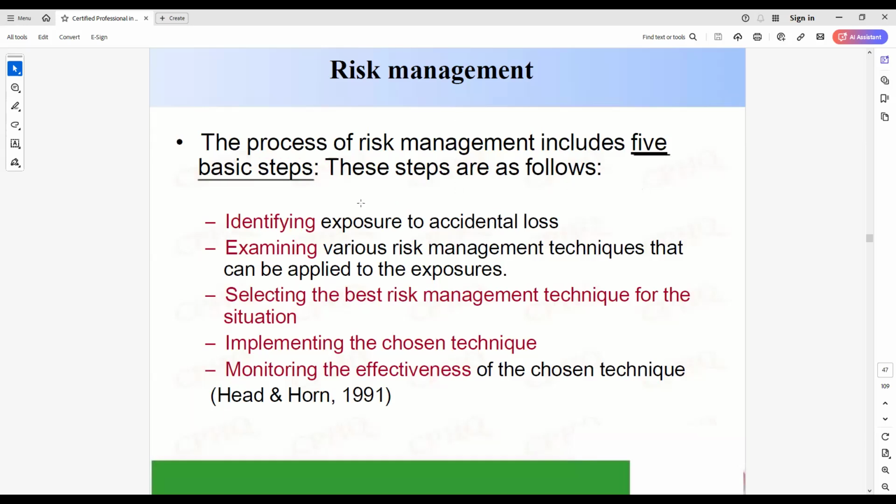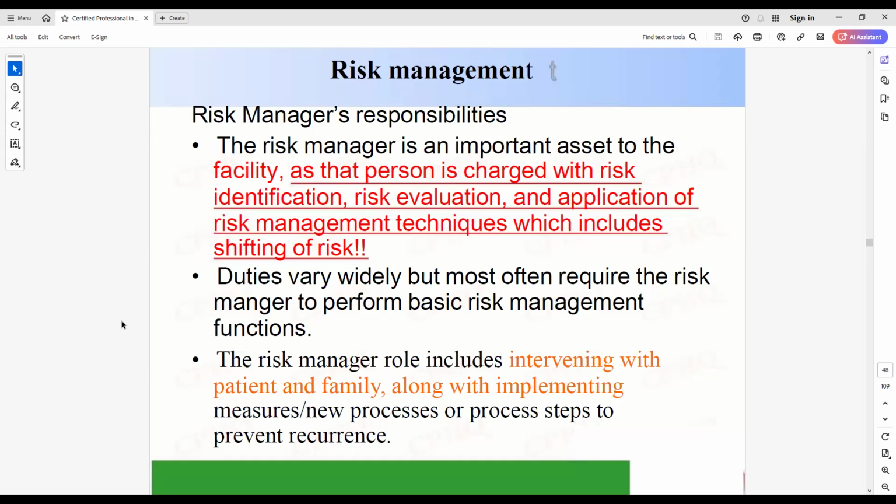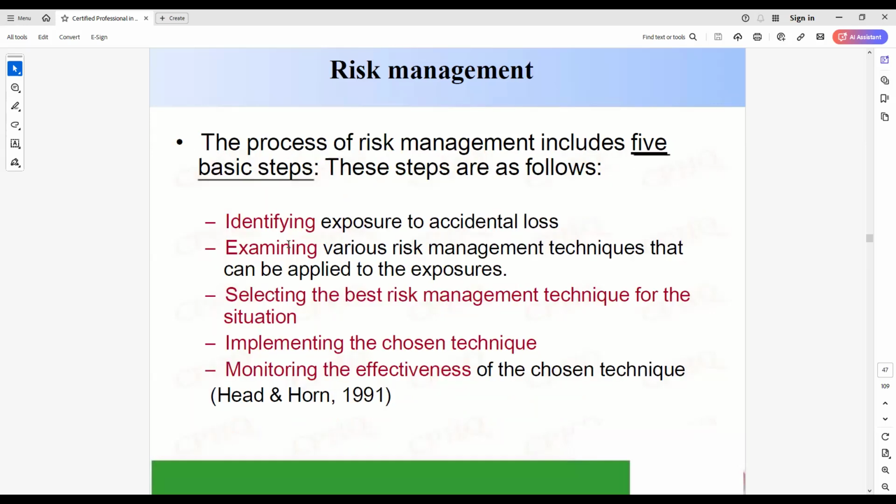The basic steps of risk management include these 5 steps: identify exposure to accidental loss, examine risk management techniques that can be applied, select the best risk management technique for the situation, implement the technique, and then monitor the effectiveness of the chosen technique. And we will talk about it more. Okay, does anybody know what the risk management techniques are that can be applied to certain risks that were identified?